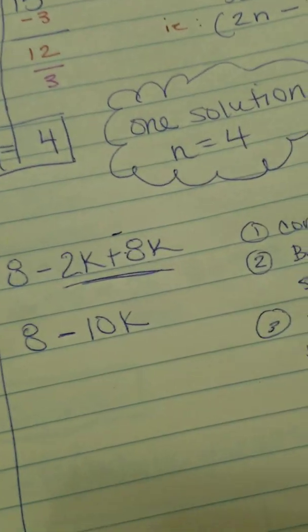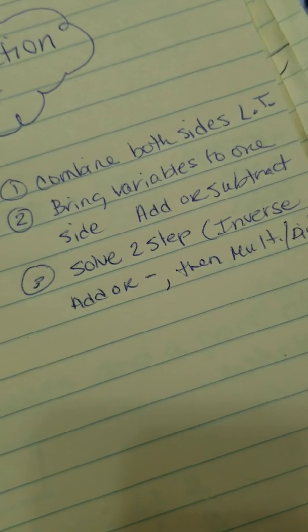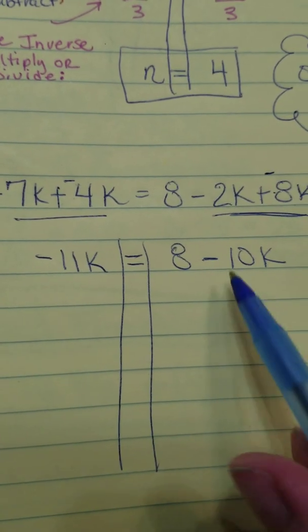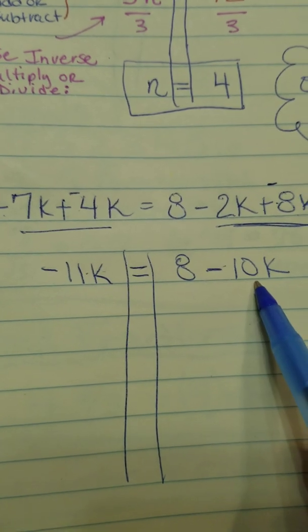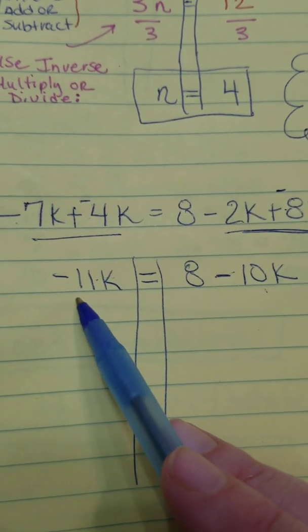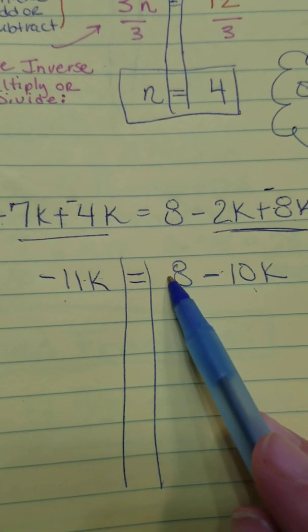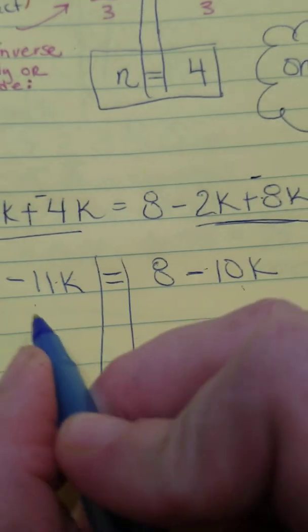Okay, next step. Bring variables to one side of the equation. All right, by either adding or subtracting. So I can use this one, or I can use this one. If I use this one, I'll have a 0. If I use this one, I'll have an 8 still here. So I'm just going to go with this one. No, I'm going to go with this one.